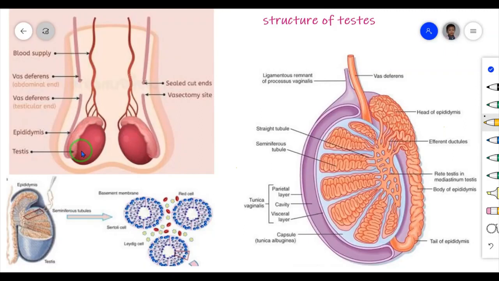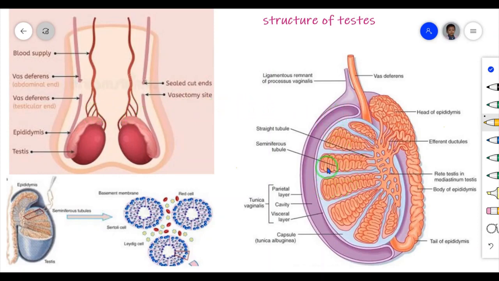Inside the scrotum, the testis is located. In this region is the epididymis, which is the storage area of sperm. Clear, children? Now let's see the cross section of testis.